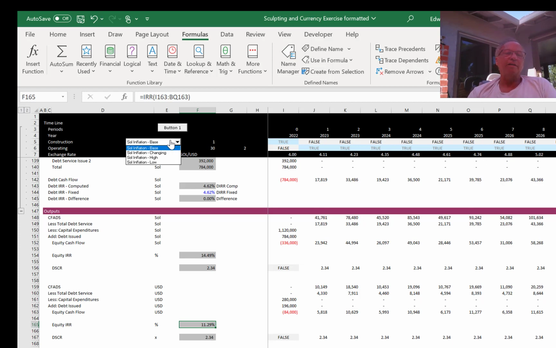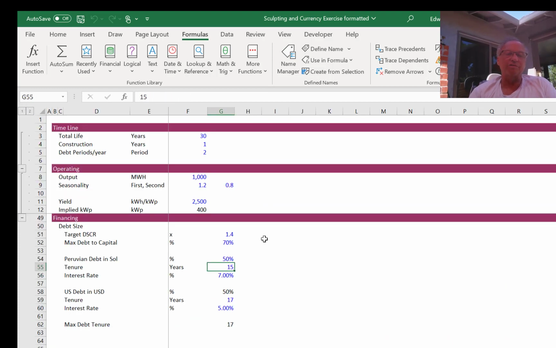If I would have my high inflation, now I get a different circular reference resolution, and I get a higher IRR. That's because there's more inflation, I guess. Okay, we can look at that. Now I'm going to put our base in again. I have to run the macro all the time. Big deal. That's not that big a deal. And I get the IRR in USD of 11.29.